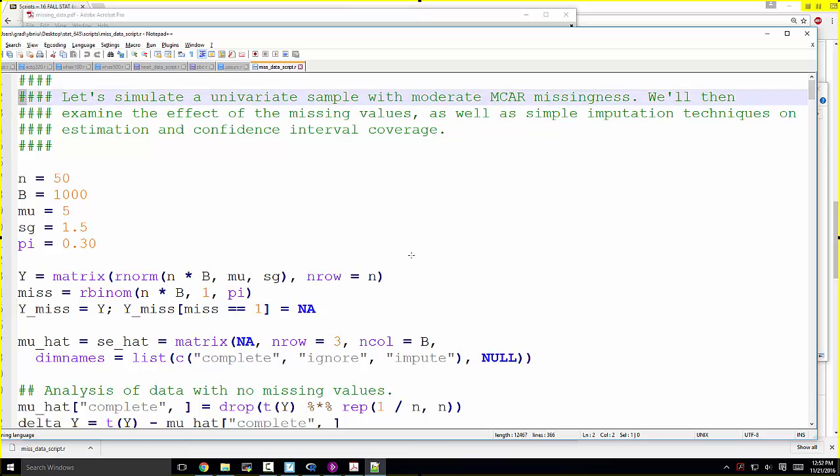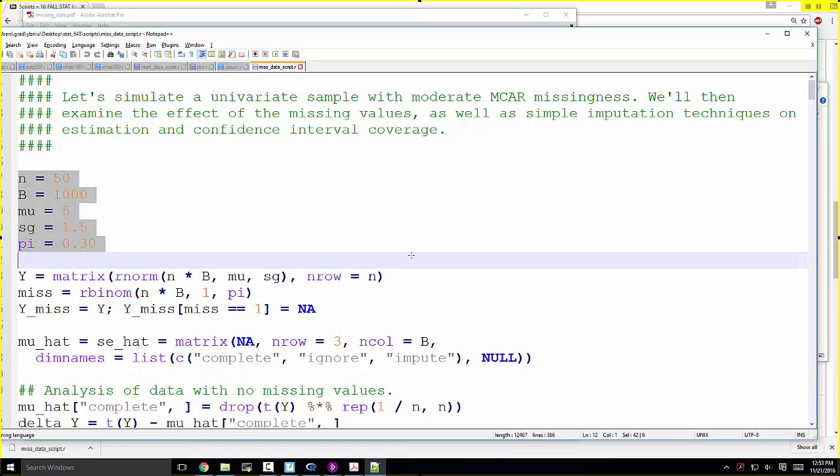To get us started, we're going to work with missing completely at random. So let me show you what missing completely at random looks like. Let's consider a sample size of 50. We're going to simulate 1,000 times. The population mean is 5 and the standard deviation is 1.5. And the proportion of observations that are missing is going to be 0.3. 30% of all the cells in the data matrix are going to be allowed to be missing.